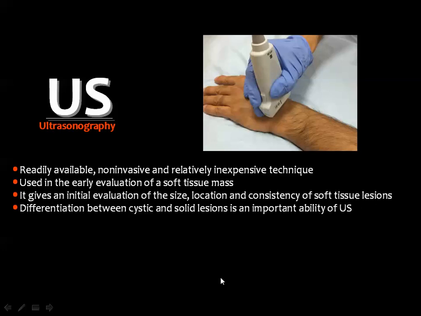Then we come to the ultrasound, which is considered one of the major diagnostic imaging modalities for evaluation of soft tissues. Ultrasound is readily available, non-invasive, and a relatively inexpensive technique. It is used, as I have mentioned, for early evaluation of soft tissue tumors to separate benign from non-benign masses. It can also show the size, the location, and the consistency of the lesion, and it can easily differentiate between cystic and solid lesions.